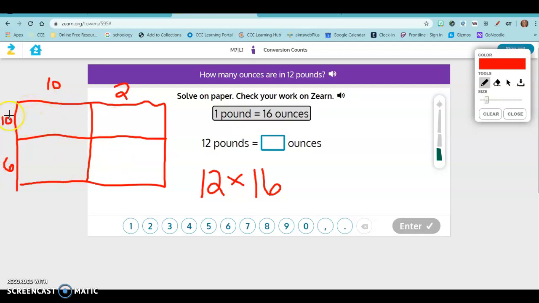So in this first box, you're gonna do 10 times 10. In this box, you will do 10 times 2. Okay, and this box down here, it'll be 10 times 6. And then in your final box, it'll be 6 times 2.